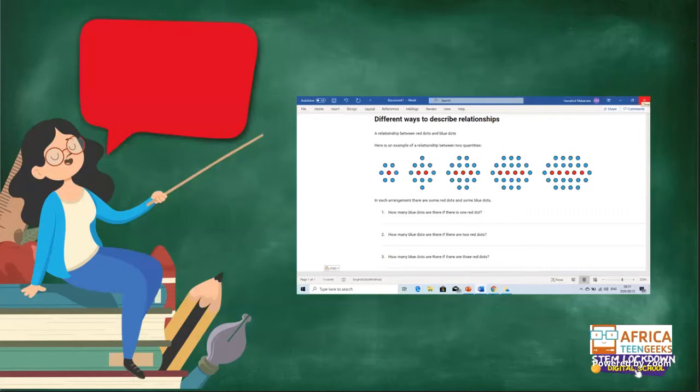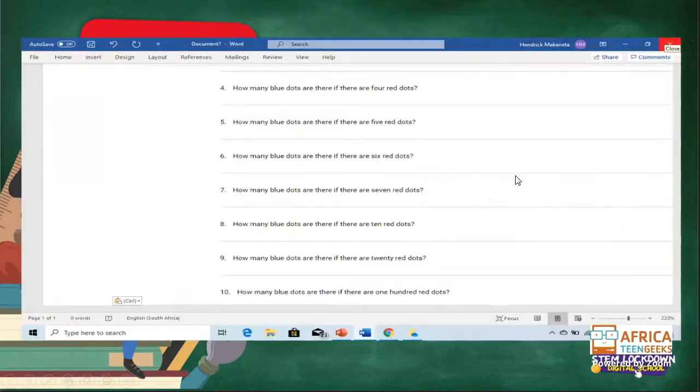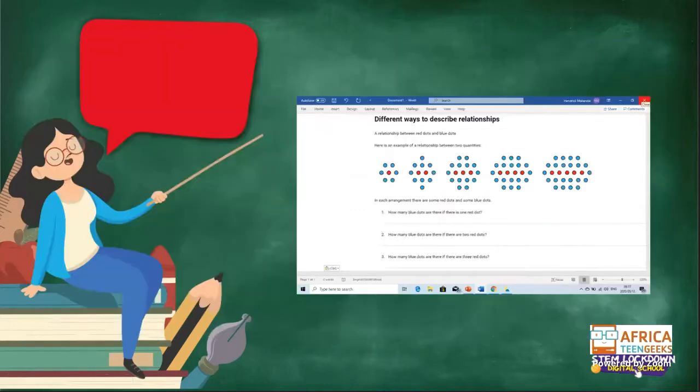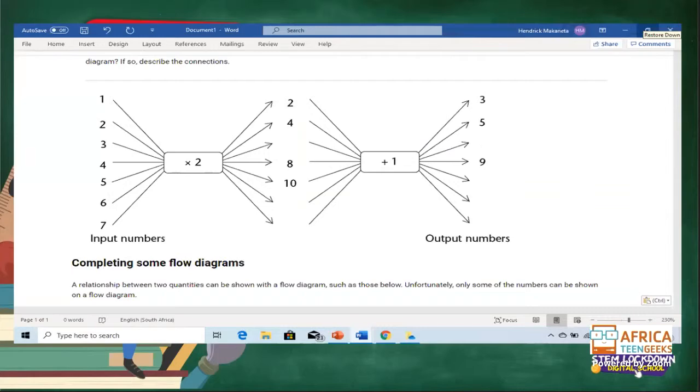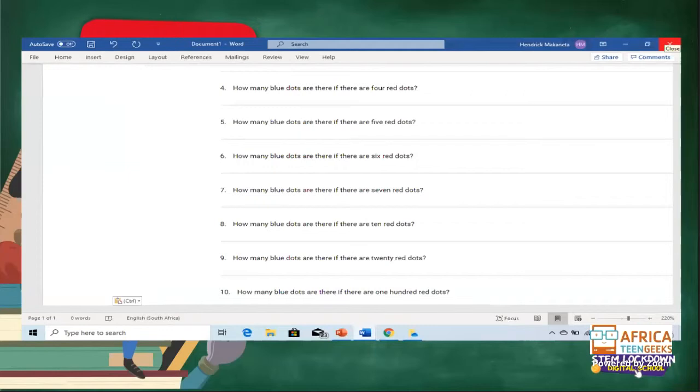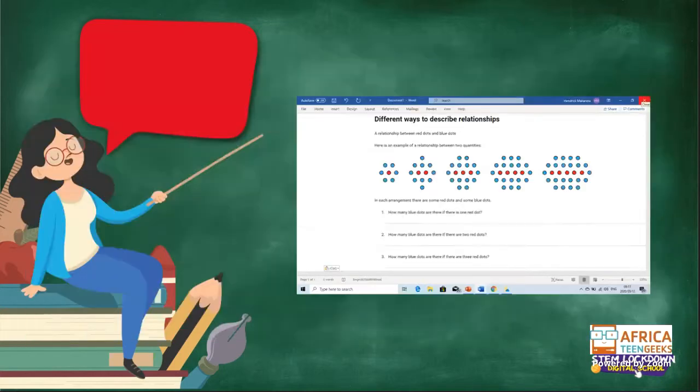And then at some point we will look at the different ways to describe relationships. I've actually prepared a lot of notes for you for today just to revise. But in the meantime, let's go to this diagram here. How many blue dots are there if there are 4 red dots? So the first one is how many blue dots are there if there is only 1 red dot.